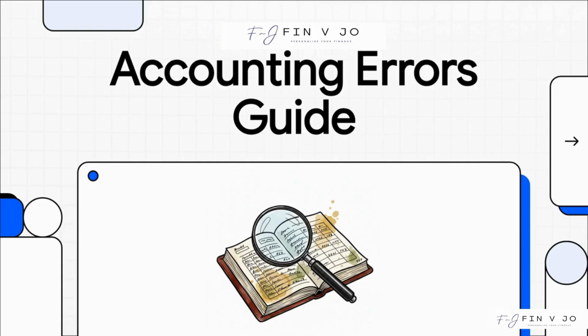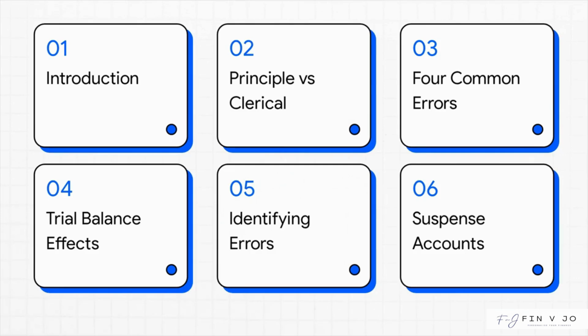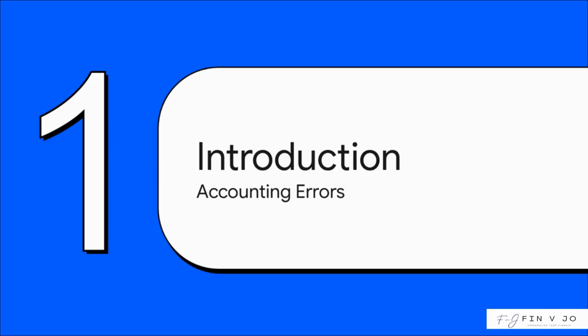So let's get started. Okay, quick look at our agenda for today. We're covering 1. Introduction to accounting errors. 2. Principal versus clerical mistakes. 3. The 4 common errors. 4. Effects on the trial balance. 5. Steps to identify those errors. And 6. Fixing things with suspense accounts. Let's jump in. All right, Section 1.